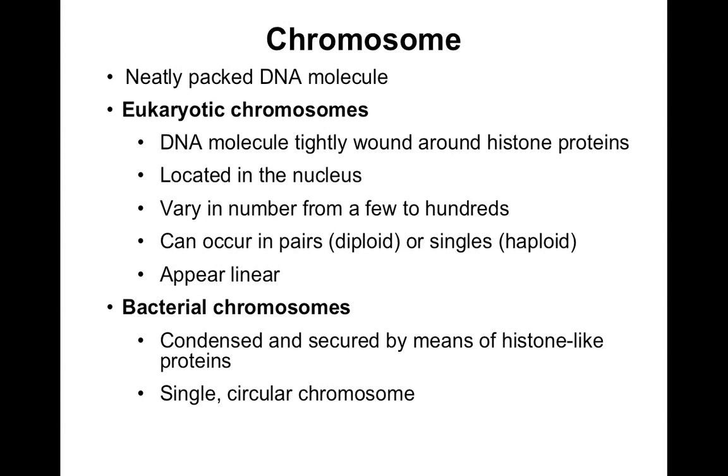Haploid organisms, on the other hand, are either gametes, the actual reproductive cells of sexual organisms like ourselves, or they're asexual organisms like a lot of fungi and lower eukaryotes. And they appear to be linear, just broken up linear segments. Our chromosomes are in a nice little X shape held together by a centromere, but some higher order eukaryotes don't necessarily look like an X. It just depends on the organism. Bacterial chromosomes, on the other hand, are condensed and secured by means of histone-like proteins. They're not exactly histones, but they serve a similar function, so we give them the name histone-like. And it's a single circular chromosome, which is pretty easy to do if you have a small genome like a bacteria.